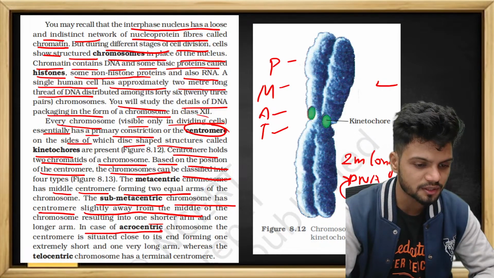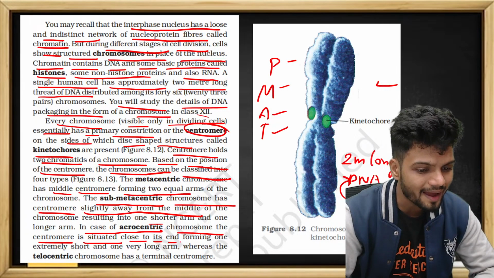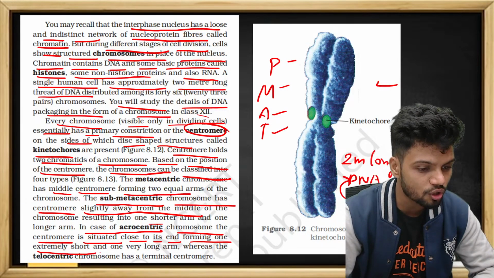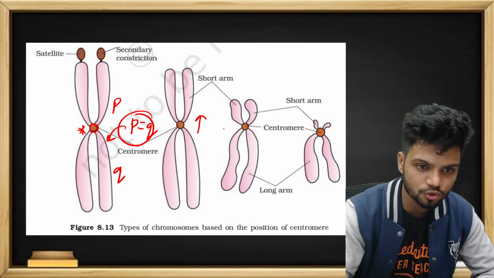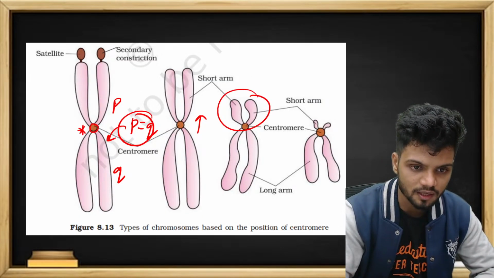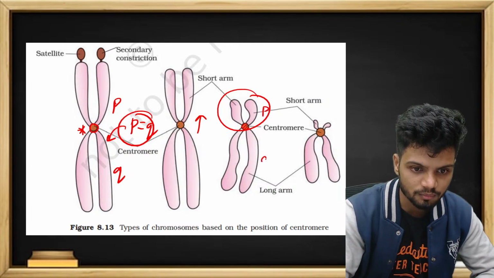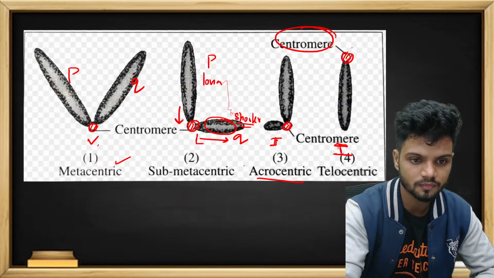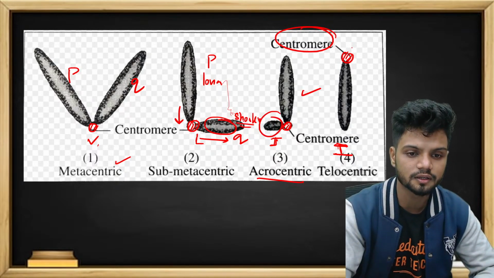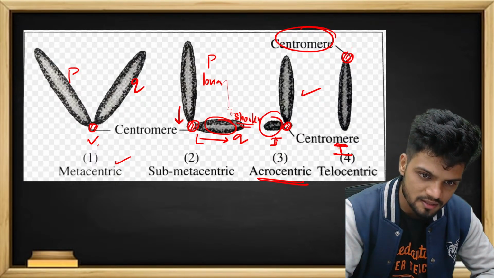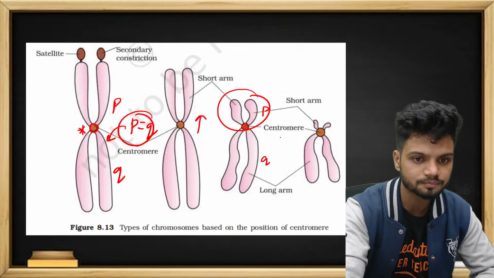In case of acrocentric chromosome, the centromere is situated close to its end, forming one extremely short and one long arm. In acrocentric, it is almost towards the terminal. One is a completely short arm, one is a completely long arm here. That is acrocentric, which gives the distinct J shape.